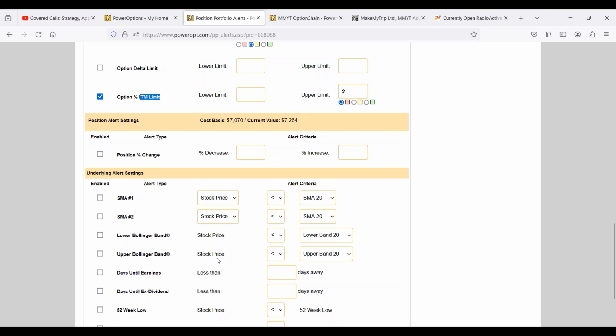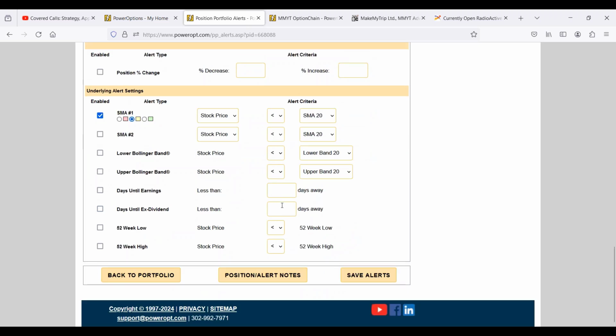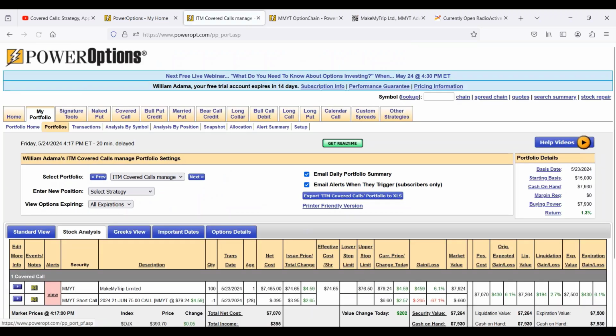Of course, if you originally opened the covered call when the stock was above the 20-day moving average and the 50-day moving average in an uptrend, you might want to set an alert if the stock changes direction and is below the SMA 20, or if I'm within 4 days until earnings, for example. Things of that nature for a longer term play. Now let's go ahead and save those alerts.